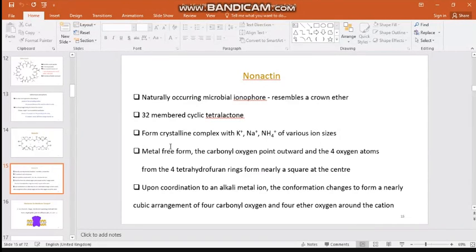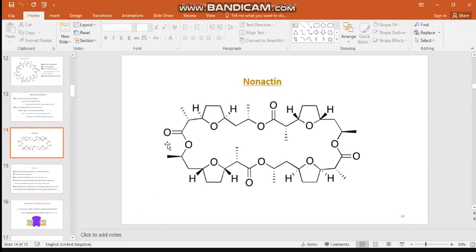In the metal-free form, the carbonyl oxygen is pointing outward, and 4 oxygen atoms from the 4 tetrahydrofuran rings nearly form a square at the center. In the case of valinomycin, the carbonyl oxygens are pointing inside, whereas in the case of nonactin, the cyclic ether linkage tetrahydrofuran moieties are pointing inside and forming a square structure.